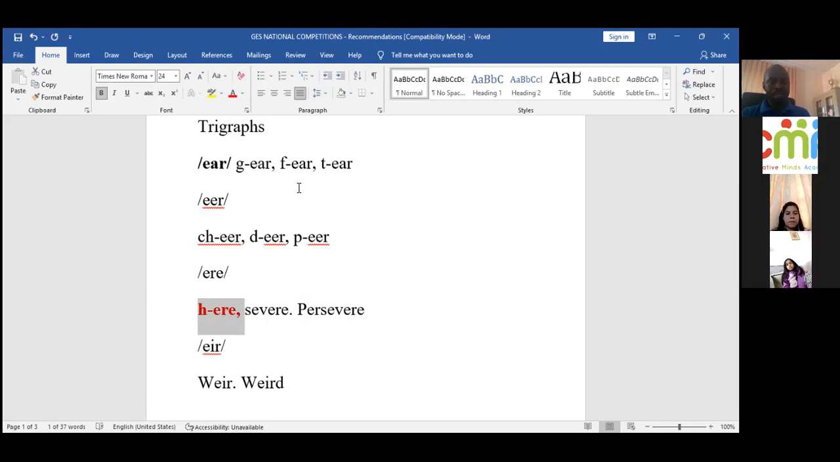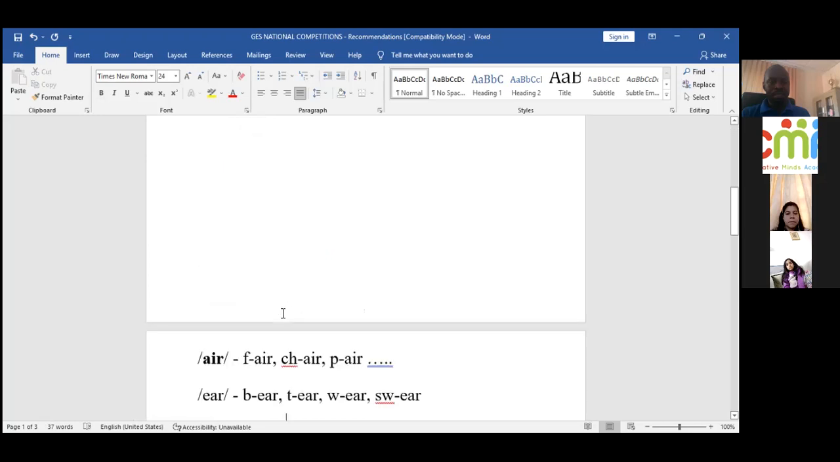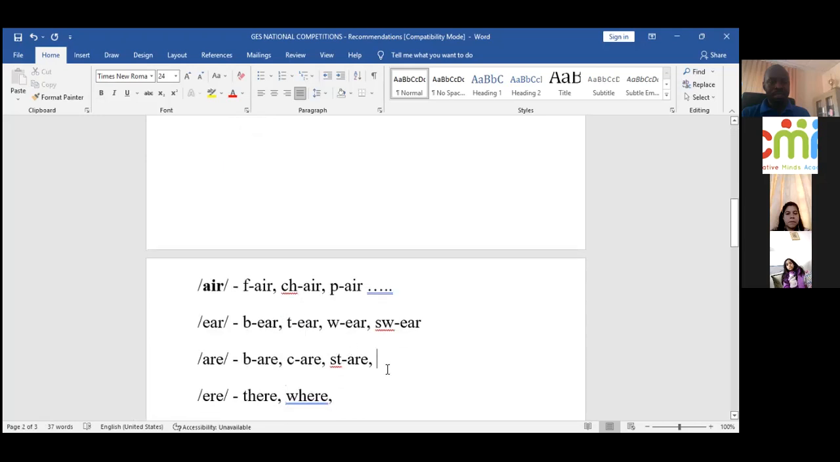And the spelling which means the rabbit, the hare. The hare means the rabbit. That one is in the words of sound air, but spelled using the letters A-R-E.